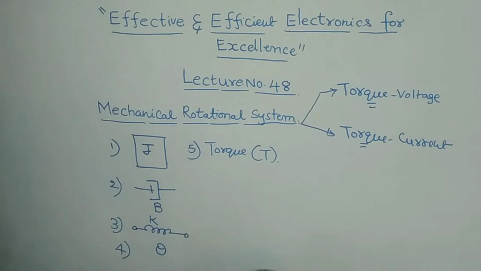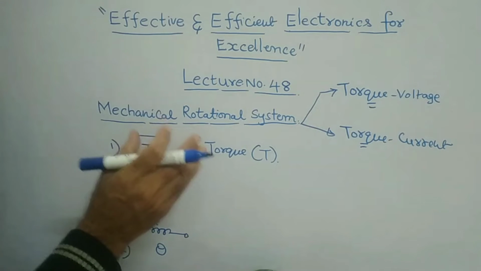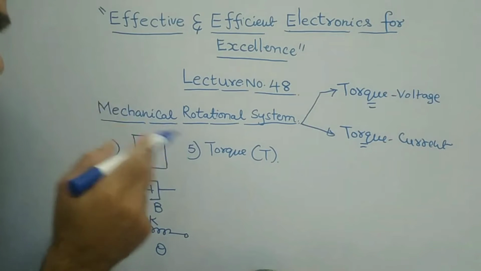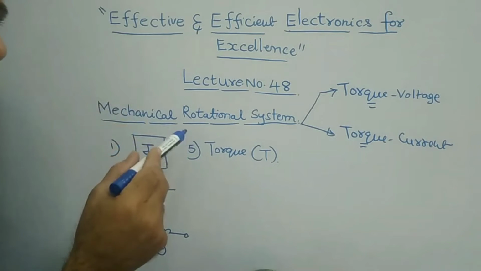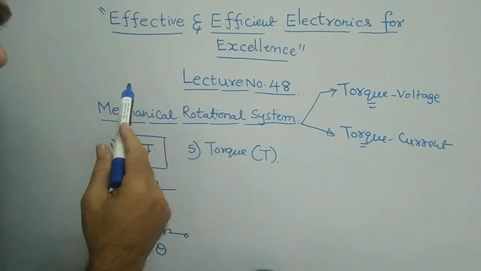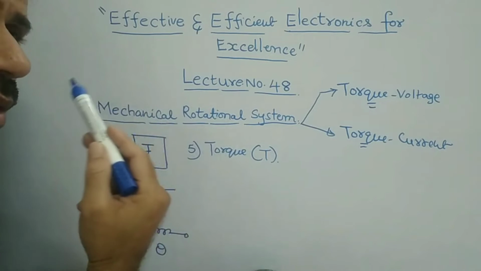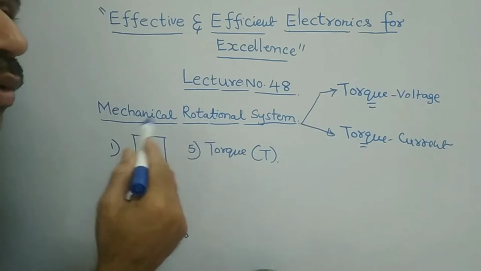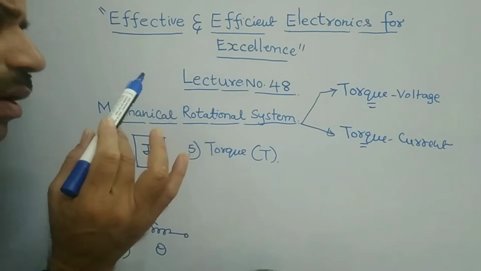One important thing that I would like to bring to your notice: if you recall our previous presentations on the mechanical translational system, there we used the same force voltage analogy. So in the previous case, what method did we use, and how were the mechanical elements converted to the corresponding equivalent elements?